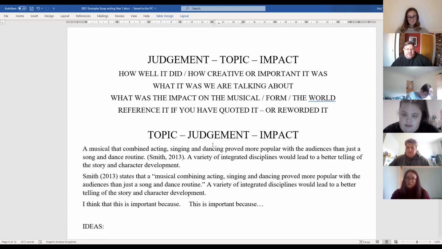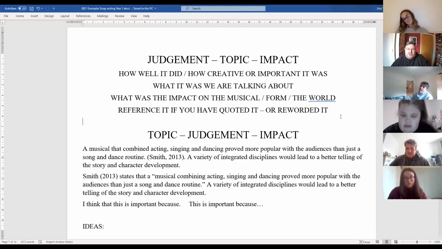Okay, so I remember I talked about judgment, topic, and impact. We want to look at how you can find a topic that you're talking about and say that is good or important, or we have to have this in a show so it makes the audience understand it. If you don't have a mix of acting, song, and dance, it becomes very one-sided. You have to have popular music in a jukebox musical, otherwise it won't be popular, for example. So whatever the impact is, we talked about those quotes earlier.